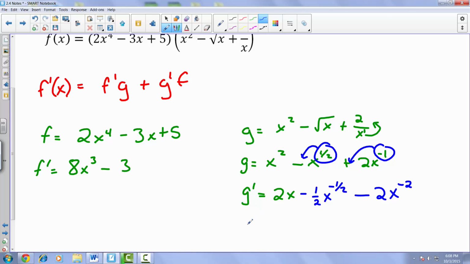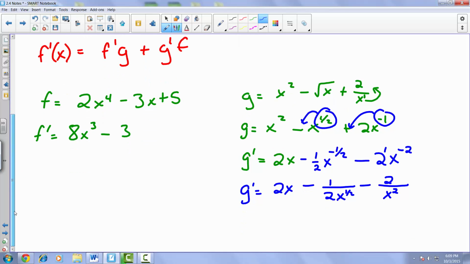Then just cleaning it up a little bit, we'd have g prime is equal to 2x minus 1 over 2, and this x, because it's raised to the negative 1/2 power, would be put on the bottom. So we'd have x to the 1/2 power. Likewise, we would see that with the last term. So minus 2. It's still on top though because it does have a positive exponent of 1. And then this x to the negative 2nd power would go on the bottom, with having a positive exponent.